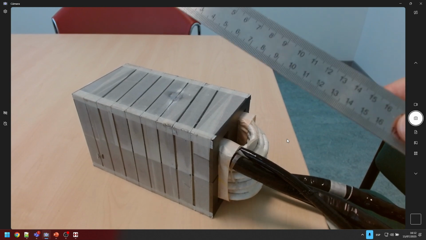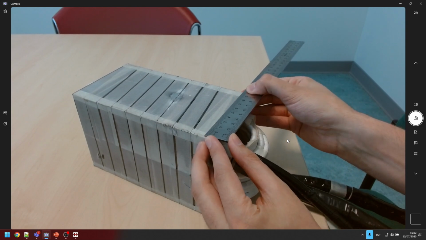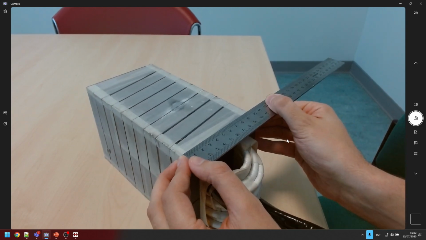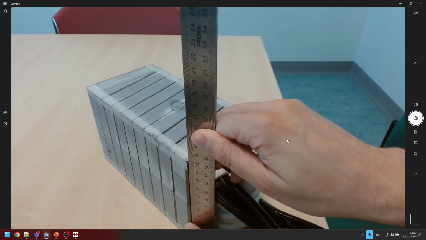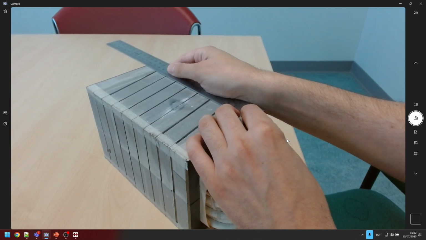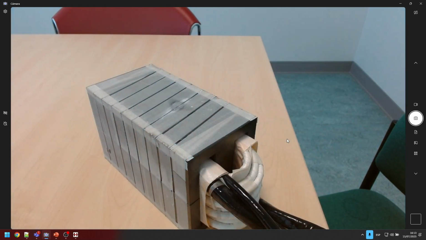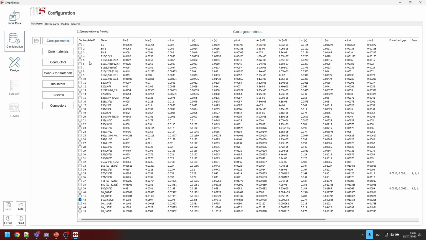To do so, I'm just going to use a ruler, and we can see that the width of the device is like 10 centimeters, more or less. The height is like 12 centimeters, more or less. And the width is like 192, more or less. So now that we know the geometry of the core, we can go to Smartnetics and check if those dimensions correspond to anything that we already have in the database.